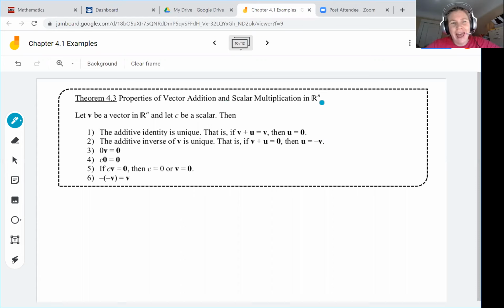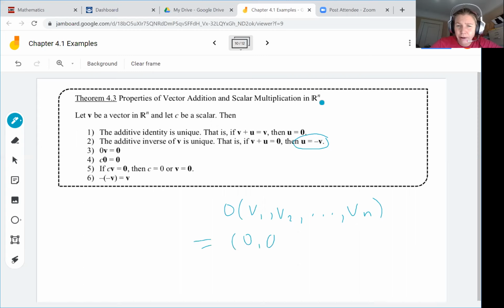So we were saying the additive inverse of v is unique. So if v plus u equals 0, then it must be that u is negative v. There aren't two different vectors that could make a 0 there. The scalar 0 times v gives you the 0 vector. So imagine that's like 0 times v1, v2 through vn. You're going to get 0, 0, all the way through 0 in the nth position. So you're going to get a 0 vector there.